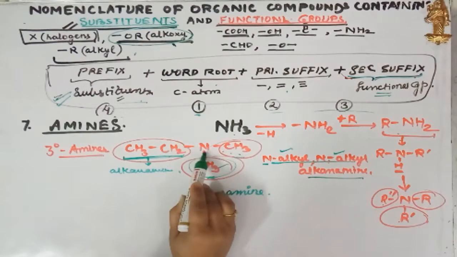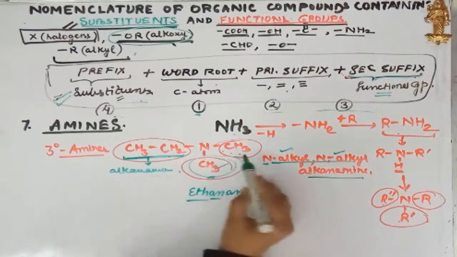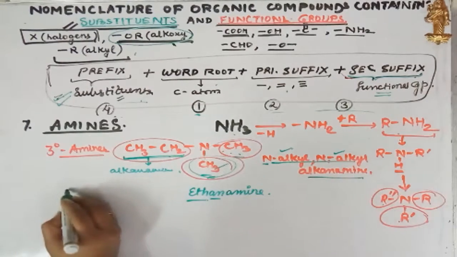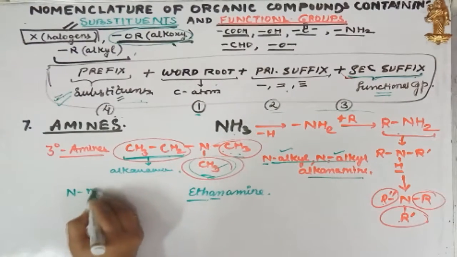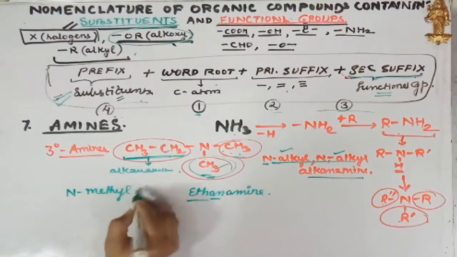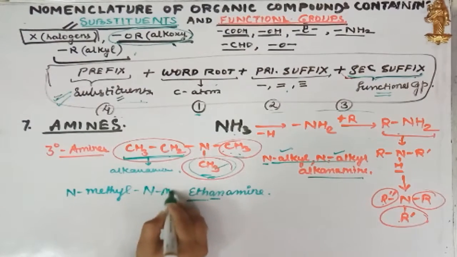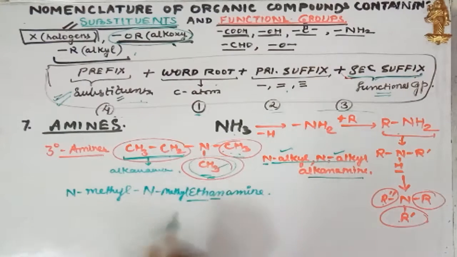Now what is left out is this alkyl group attached to the N, and this alkyl group attached with the N. How do we name them? N-methyl and N-methyl. So the name becomes N-methyl ethanamine.